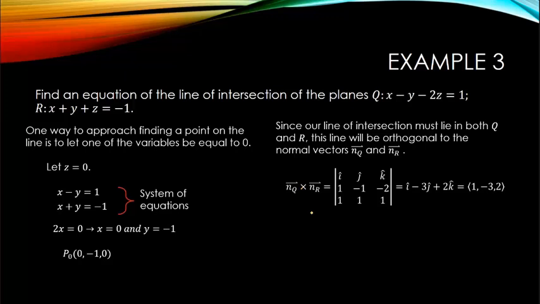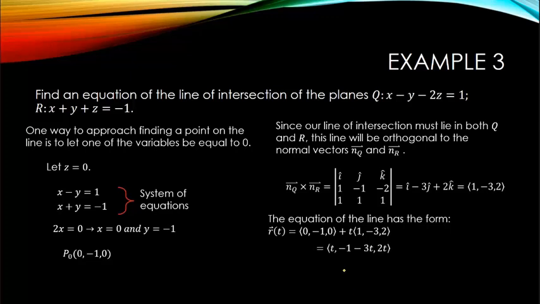The cross product of n sub q and n sub r is given by the determinant of a 3 by 3 matrix with the first row populated with i hat, j hat, k hat, the second row populated with 1, -1, -2, and the third row populated with 1, 1, 1. This determinant gives me a vector with components 1, -3, and 2. Now I'm going to go back to my r of t equation format to find the equation of the line. My equation of my line, r of t, will have the format of the vector 0, -1, 0, plus t times the vector 1, -3, 2.